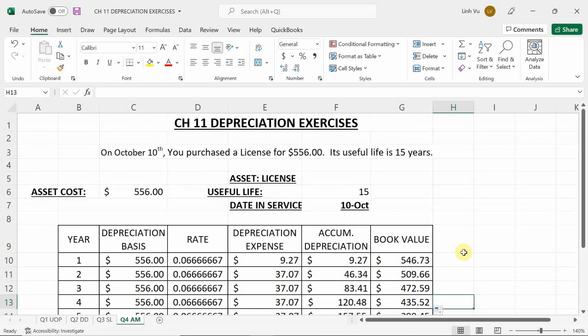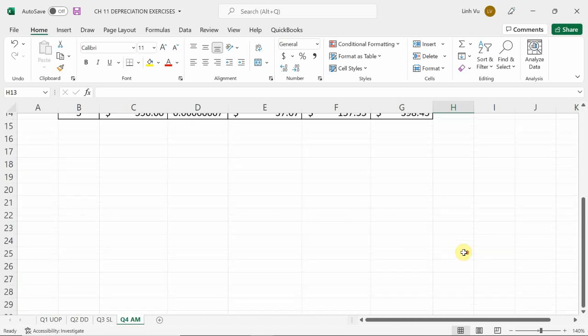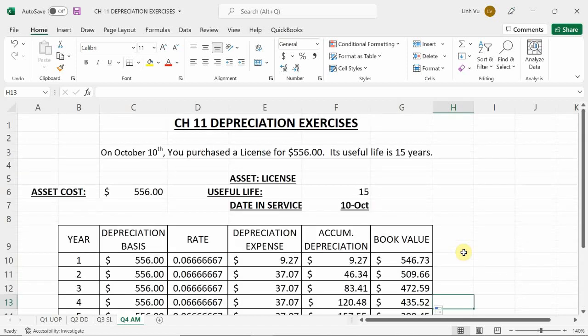All right. And that's it. So again, straight line and amortization, they're calculated the same, or similarly. But what you notice here is these are the easiest ones to do.